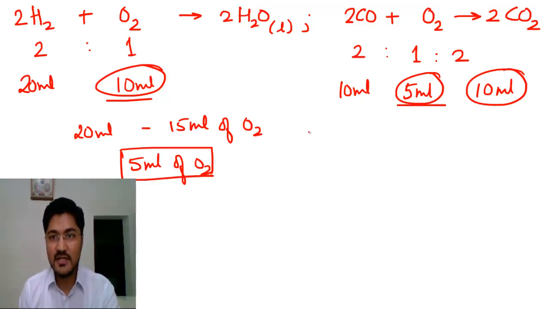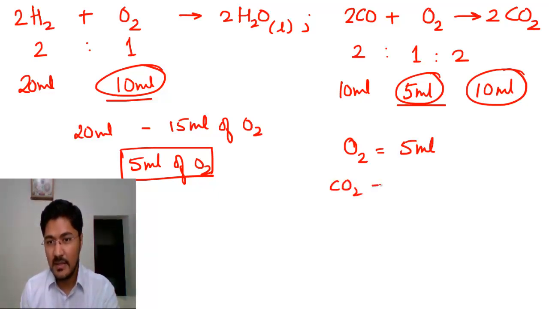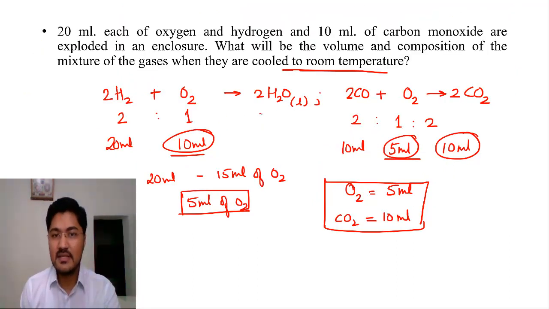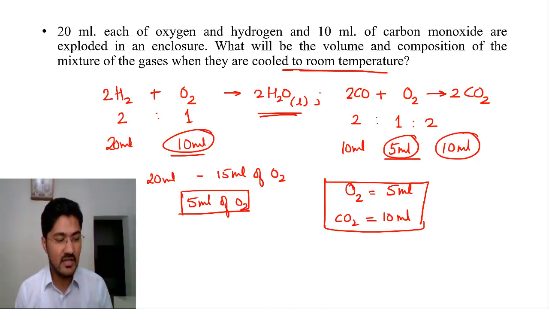The composition and volume of the resultant mixture would be the remaining oxygen, that is 5 ml, and carbon dioxide as 10 ml, and this is all as per Gay-Lussac's law. The product water cannot be considered in the final composition as it is liquid at room temperature. So this is the final answer. Now let's see the next numerical.